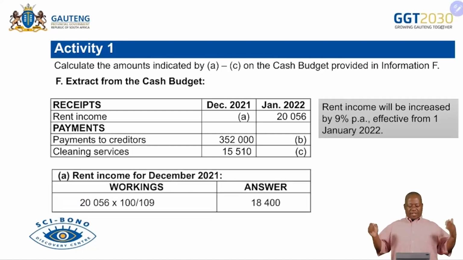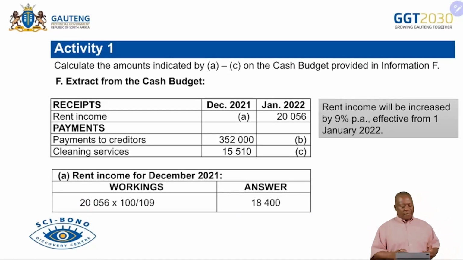Simple proportion comes into play. 20,056 rands, we multiply by 100 over 109. Remember, what we are looking for, the unknown, goes on top. The unknown is the numerator, the 100%, that's what we're looking for. Straightforward. We have been doing this, guys, since the start of the year. I don't think we are going to struggle much with this. Life goes on. Let's move on and check the next part.